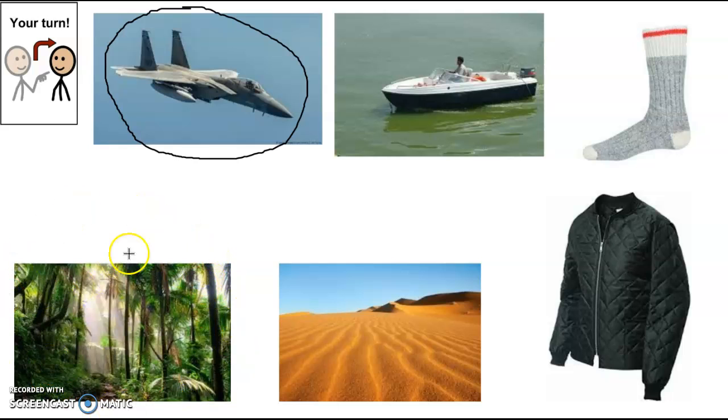Looking down here at the bottom left, I see a jungle. A jungle has trees in it and growing, and it's nice and green. Does the word jungle start with J? Do you hear the J sound in the word jungle? Yes. So let's circle this picture as well. Jungle starts with J. Fantastic.